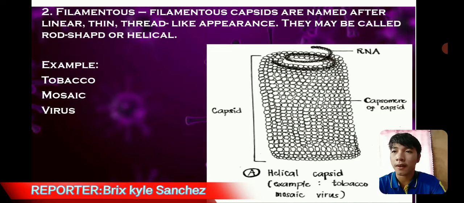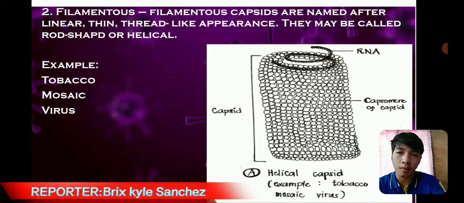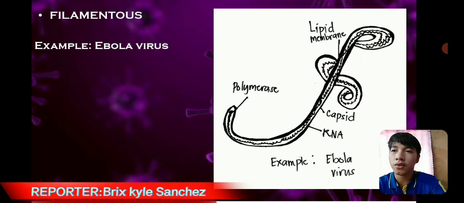The next one is the filamentous. Filamentous capsids are named after the linear, wooden, thread-like appearance. They may be called rod-shaped or helical. It is a rod-shaped capsid, as you can see in the photos. An example of a virus that has this type of capsid is the tobacco mosaic virus. This is also one example of a filamentous capsid. This shows the virus structure of the Ebola virus.